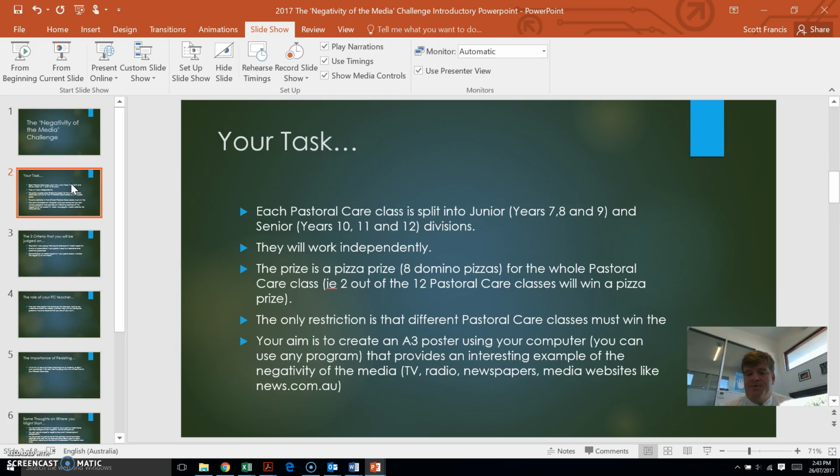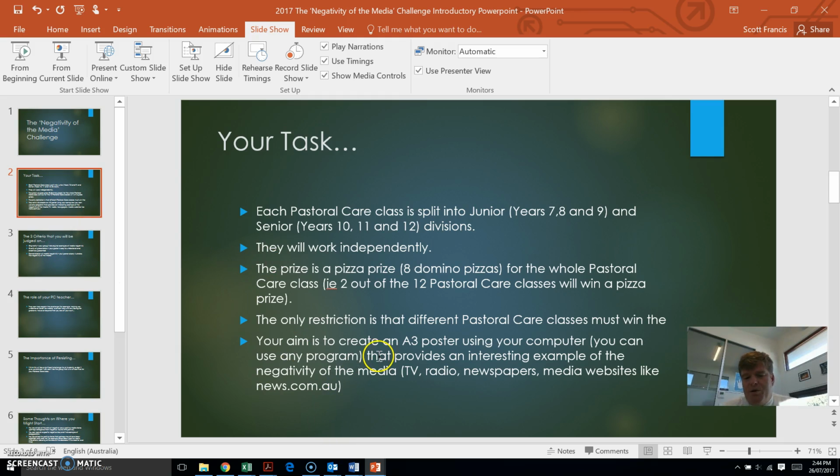So here's the task we're going to do over the next few weeks. Each pastoral care class is going to split into a junior and senior division. The two divisions are going to work independently, and the prize for each division is a pizza party for the whole class, 8 Domino's pizzas. So 2 of the 12 classes are going to win a pizza prize. The only restriction is that one pastoral care class can't win both.